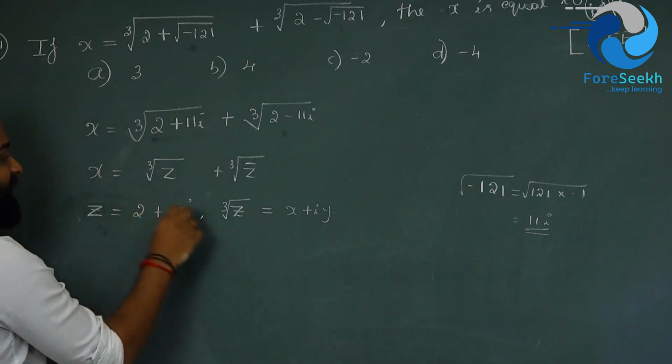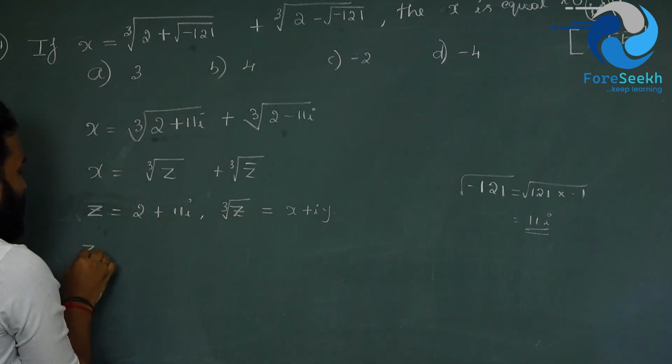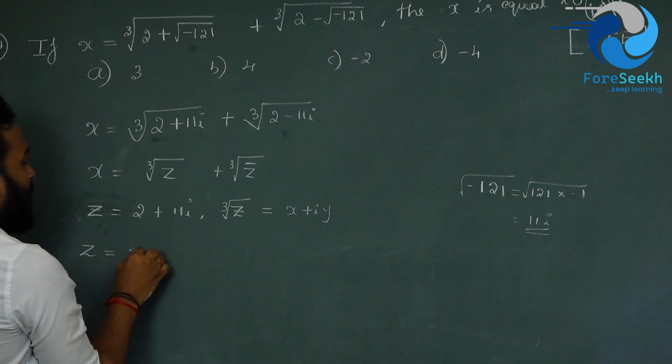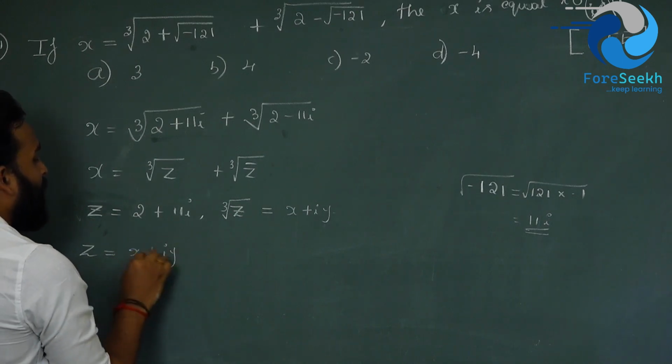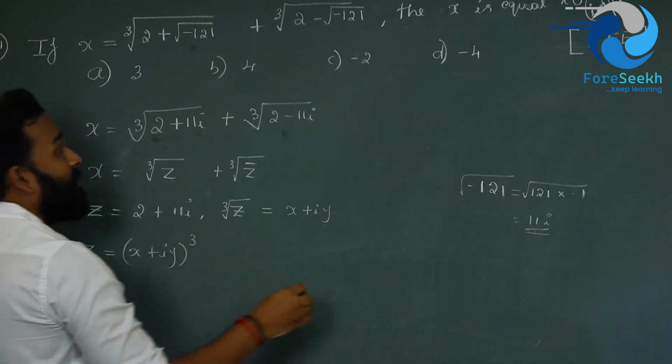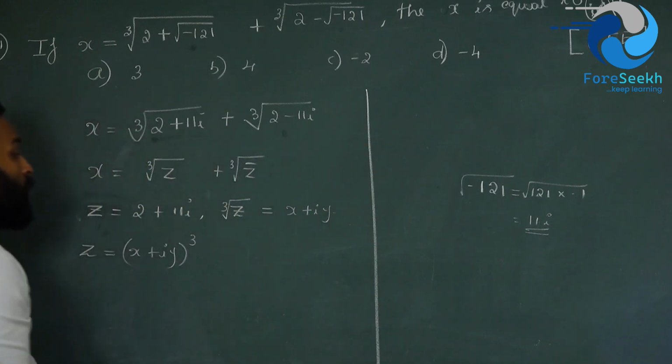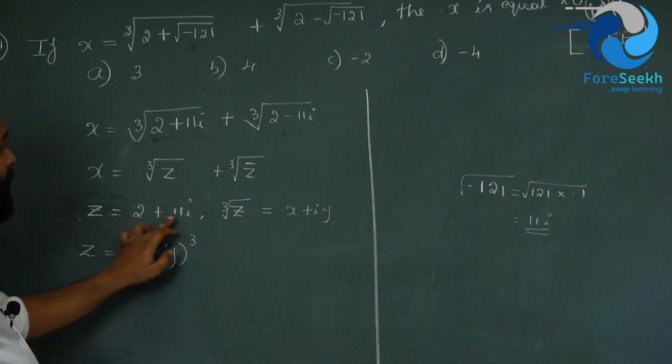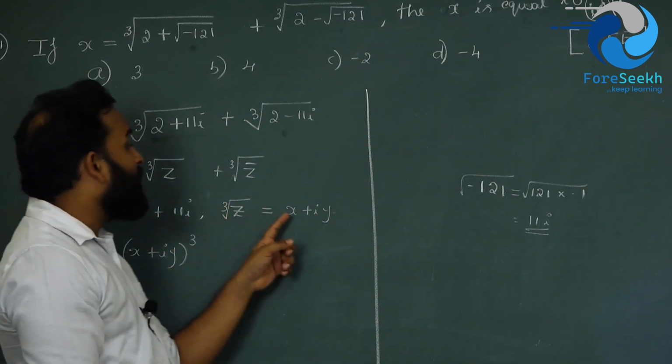Cube root of z is x plus iy. So what is my z, children? You can write z as x plus iy the whole cube, isn't it? Because we have written z as 2 plus 11i. Cube root of z is x plus iy.